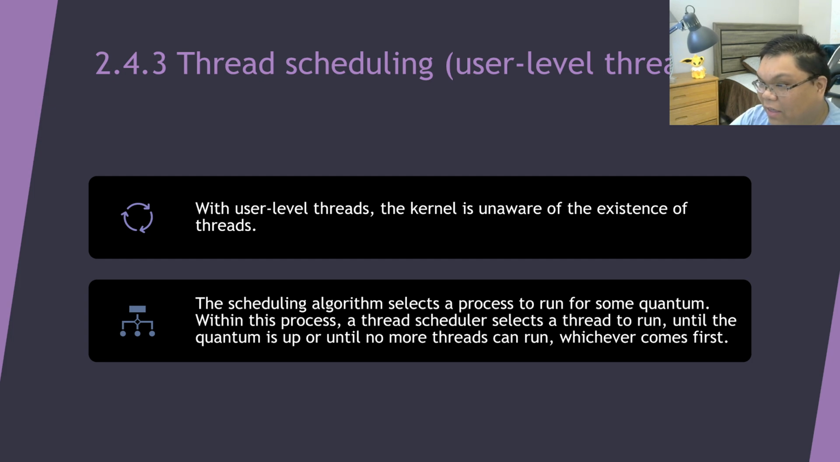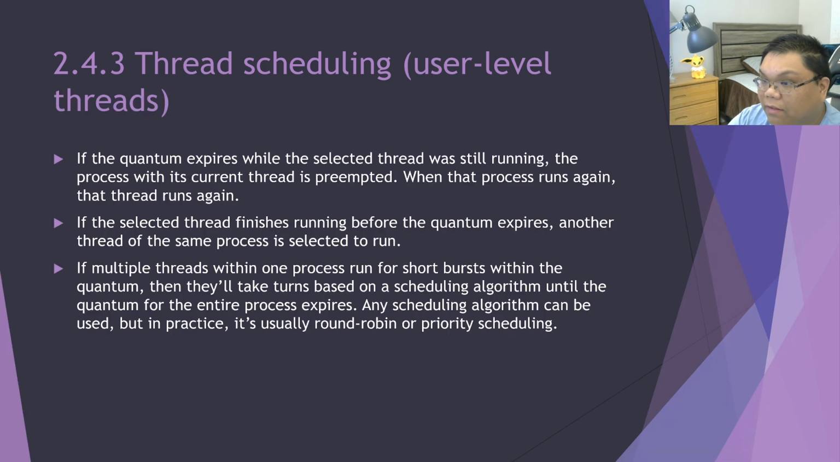Anyway, the scheduling algorithm selects a process to run for some quantum. Within this process, there is a thread scheduler that selects a thread to run. It selects a thread to run until either the quantum is up or no more threads can run, whichever comes first. If the quantum expires while the selected thread was still running, the process with its current thread is preempted. When that process runs again, that thread runs again. If the selected thread finishes before the quantum expires, the thread scheduler will simply pick out another thread to run.